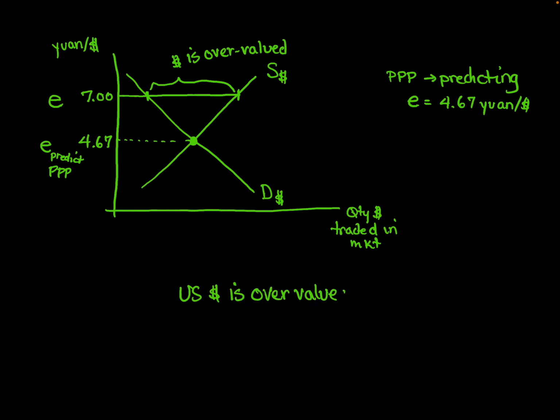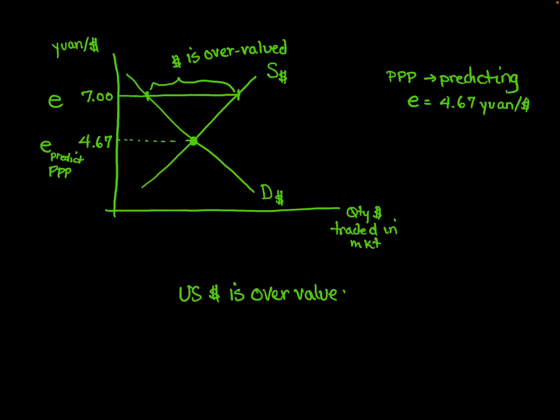For a refresher on this, go back to the first set of notes where I tried to draw the distinction between the market for dog food and the market for foreign exchange. When we have a price that's above the implied equilibrium price, we say that the thing being traded is overvalued or too expensive. So in this case, when the exchange rate is 7 yuan per dollar, the implication is that the dollar is overvalued on a purchasing power parity basis.